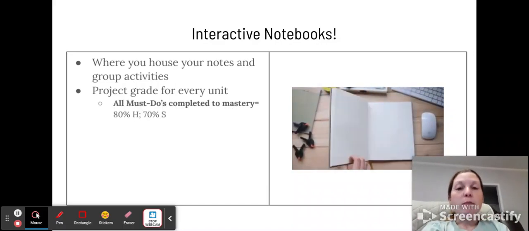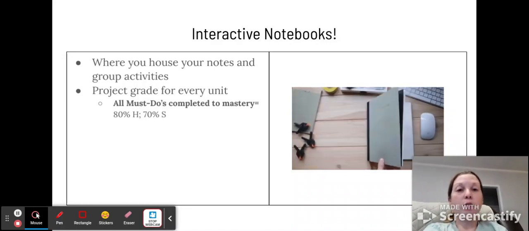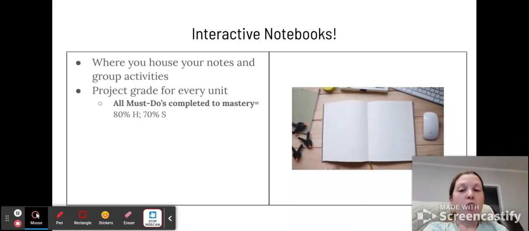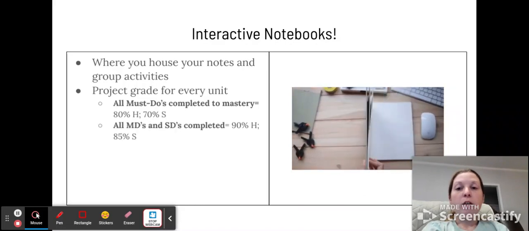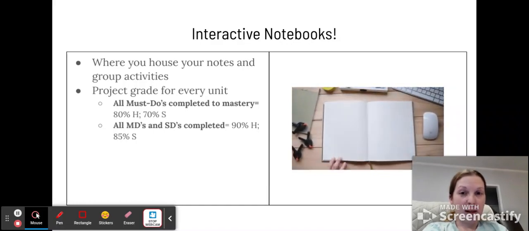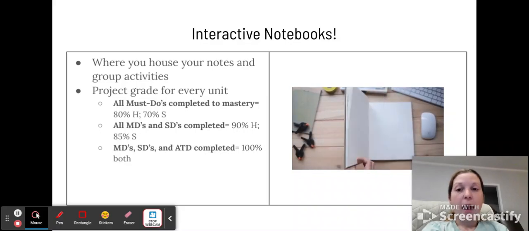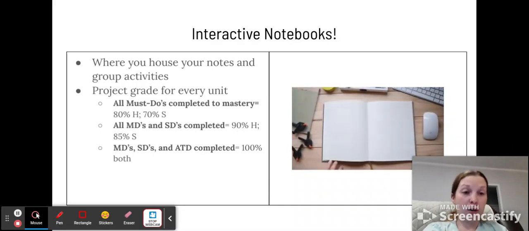If you only do the must-dos to mastery, so if you only complete the notes and you do your mastery checks to mastery, then you'll get an 80 for honors or a 70 for standard. If you do all the must-dos and you get your should-dos completed, so all of your group activities, all of your labs, things like that, that's a 90 for honors and an 85 for standard. And then if you do both of those as well as your review activity and or your formal lab report, that's 100 in your interactive notebook.